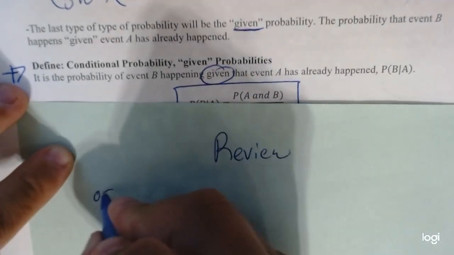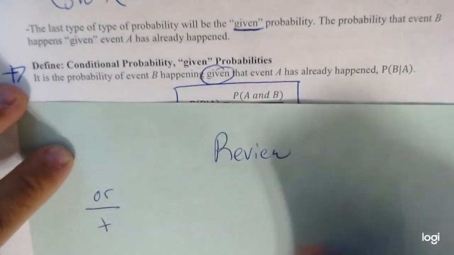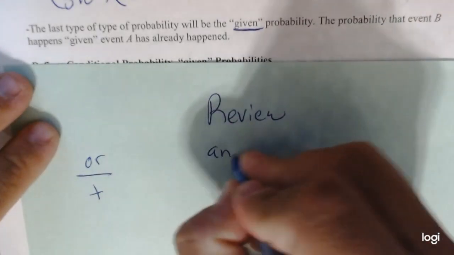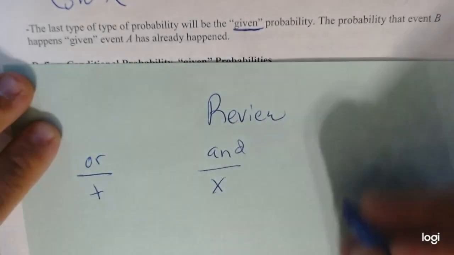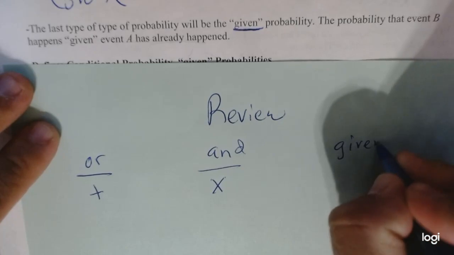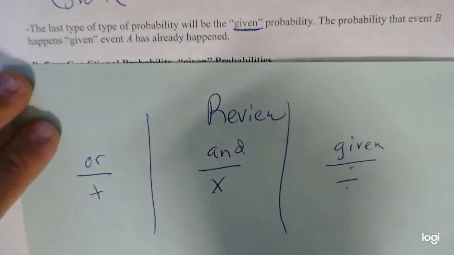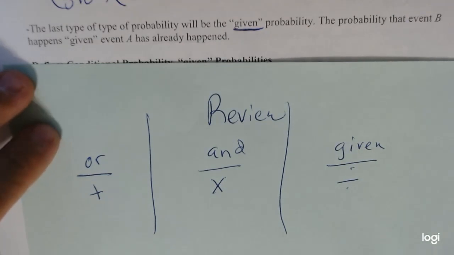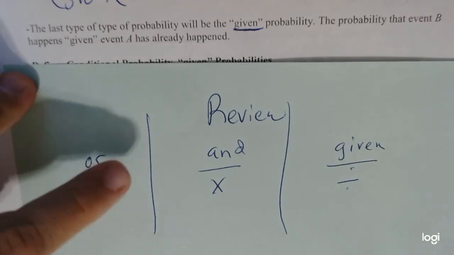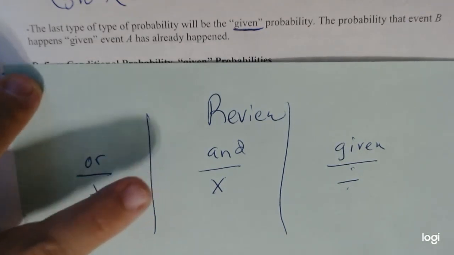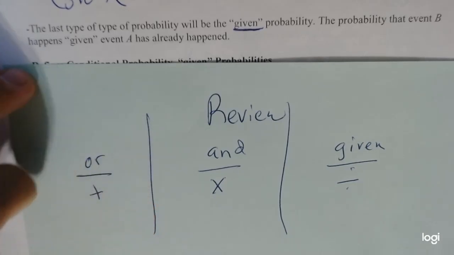When it comes to or, we add. When it comes to and, we multiply. And when it comes to given, we divide. And again, it's isolated, so they do not overlap. It's a hard line between them. So wherever you see this or this happening, you're adding. This and this happening, we're multiplying. This given this happening, we're dividing itself.